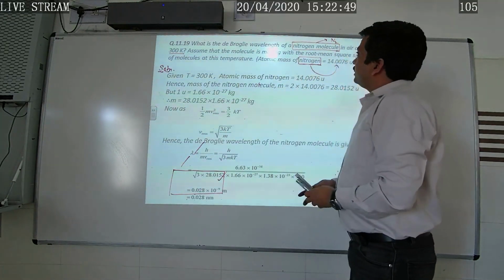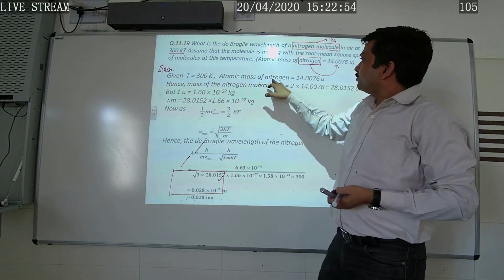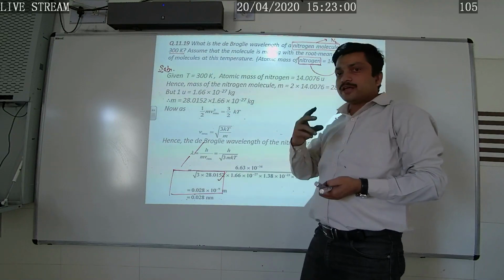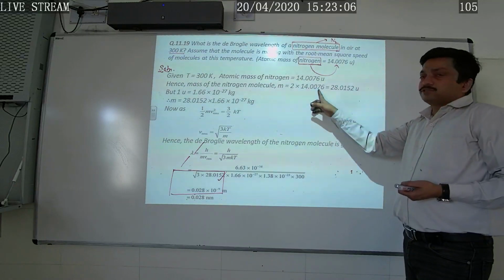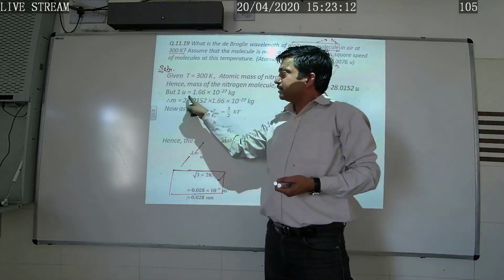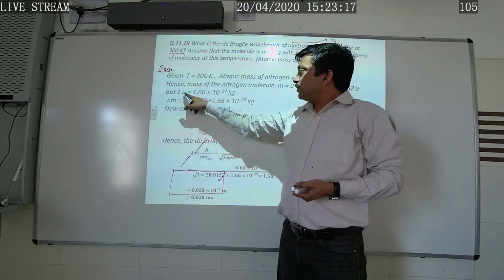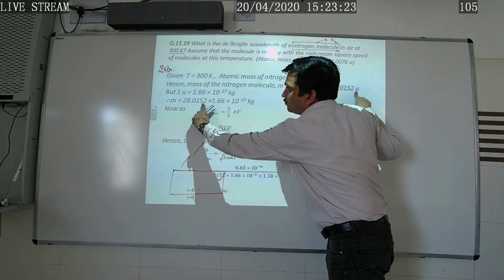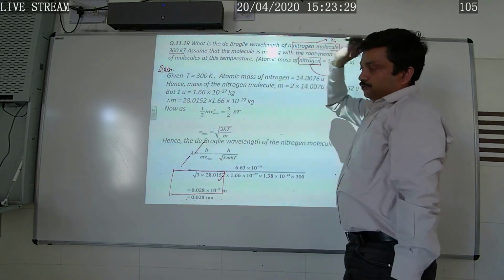In the solution, first of all, we have written the data given: the absolute temperature T is 300 Kelvin, and the atomic mass of nitrogen is given. Therefore the mass of the nitrogen molecule, which has two atoms, is 2 multiplied by the mass of one atom, 14.0076 u. Here u is the atomic mass unit, which you have also studied in chemistry, and its value is 1.66 × 10⁻²⁷ kilogram. Putting this value of u and multiplying with 28.0152, we get the total mass of the nitrogen molecule.